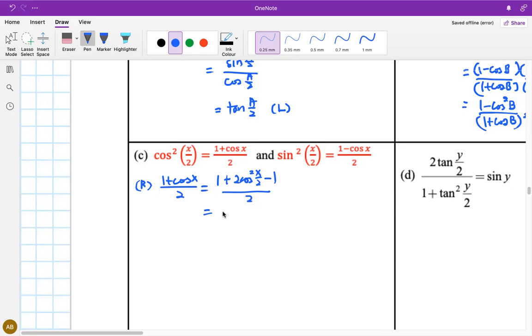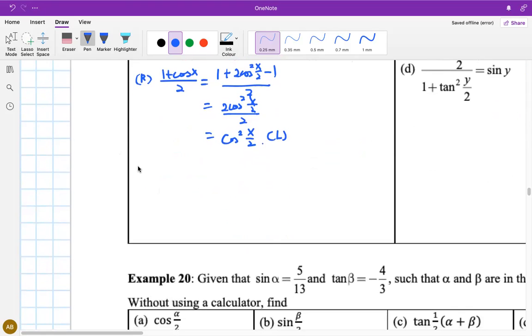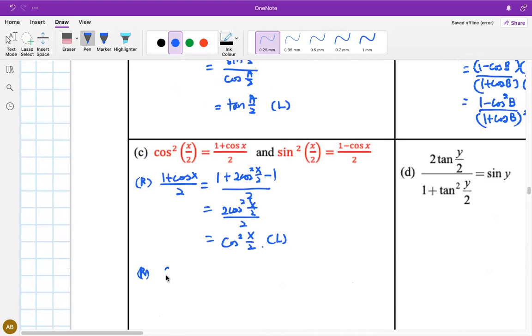So you get 2 cos square x over 2 over 2. Then the answer is cos square x over 2. So that is the left hand side. The same goes for sine square x over 2, right?